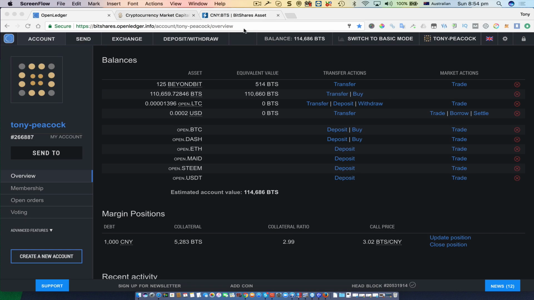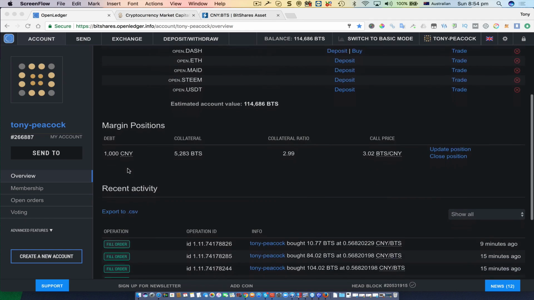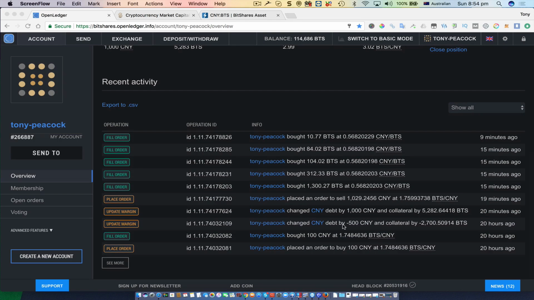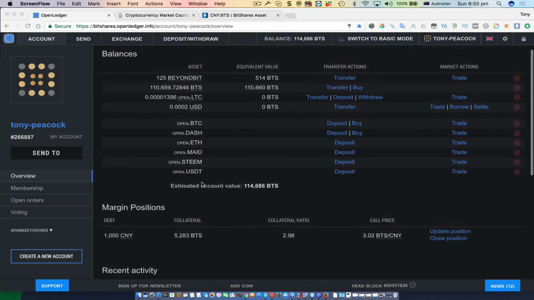Okay, now as you can see, 20 minutes ago I used 5,282 Bitshares as collateral to borrow 1,000 Chinese Yuan. Okay, and then I sold that Chinese Yuan at this rate, and with that I was then able to buy Bitshares. Okay. So what does that mean exactly?